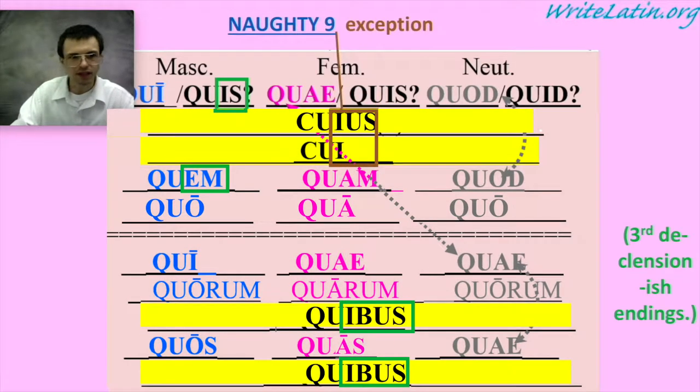Also, these should look really crazy to you up here. -ius as genitive and -i as dative. Whoa, you have never seen that before.